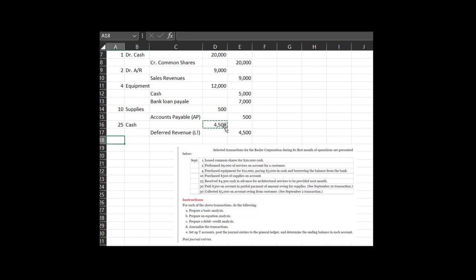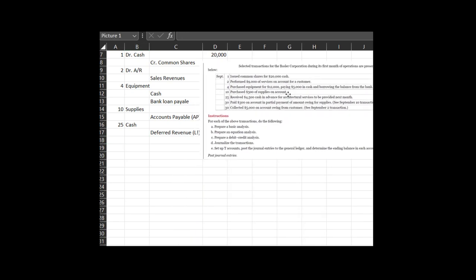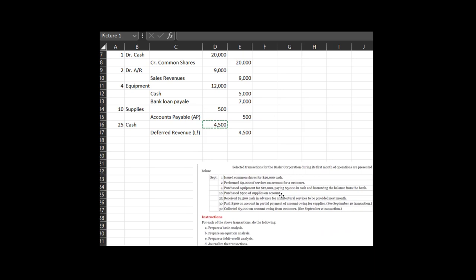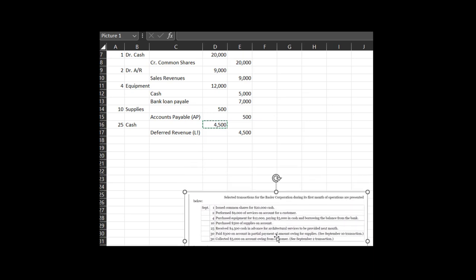All right, you're doing good. I'm just gonna move this a little bit. I'm gonna move it here. Okay, because we are journalizing.